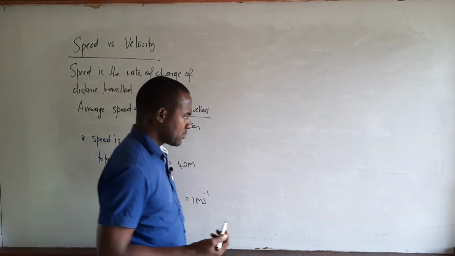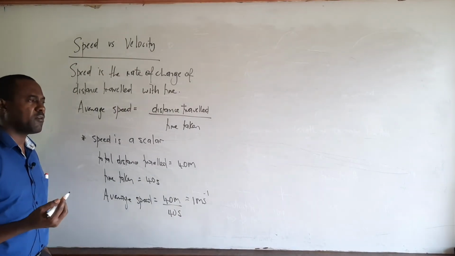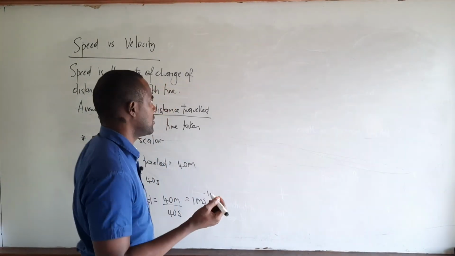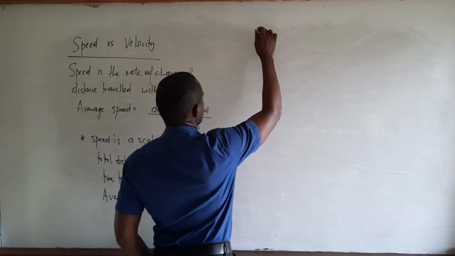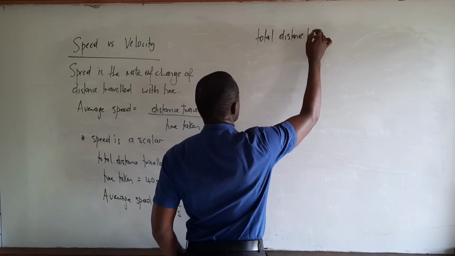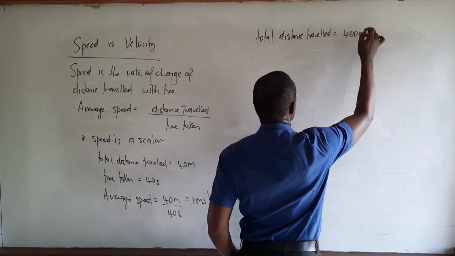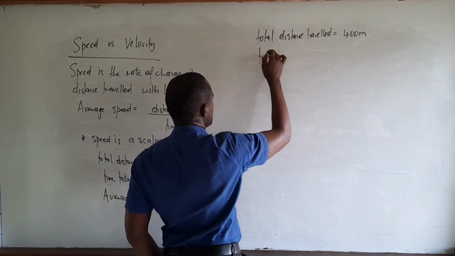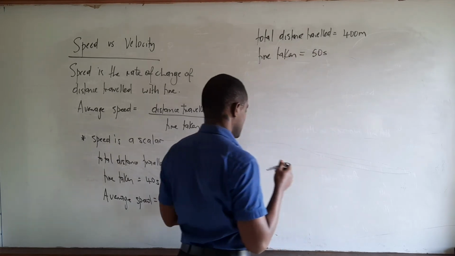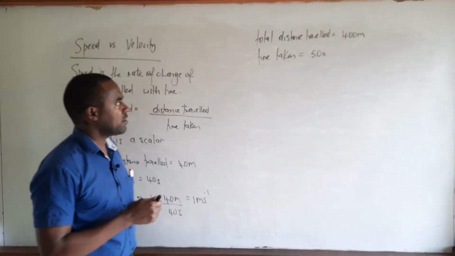Now, let's also calculate the average speed for the situation involving the athlete who completed exactly 1 lap of the 400-meter track. Now, in this case, of course, the total distance traveled is equal to 400 meters. And let's say this was done in a time of 50 seconds. So the athlete completed the 400-meter track in 50 seconds.